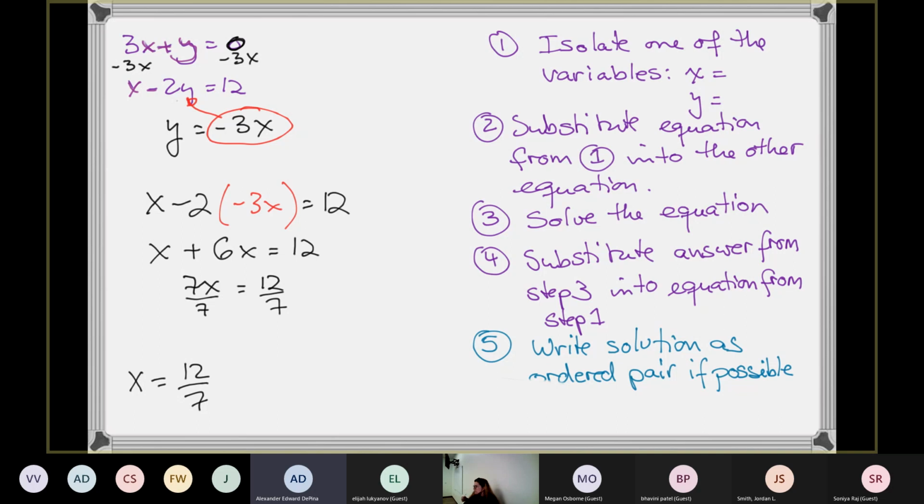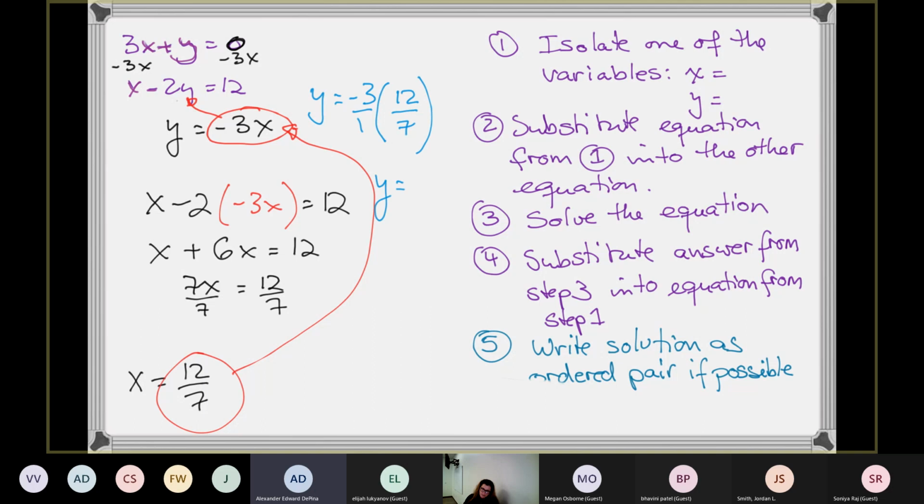You can get fraction ordered pairs. So now we're at step 3, we solved the equation. Step 4, substitute the answer from step 3 into the equation from step 1. Well, step 1 was right here. So we're going to substitute: y equals negative 3 times 12 over 7. And let me make this negative 3 as negative 3 over 1. How do you multiply fractions?